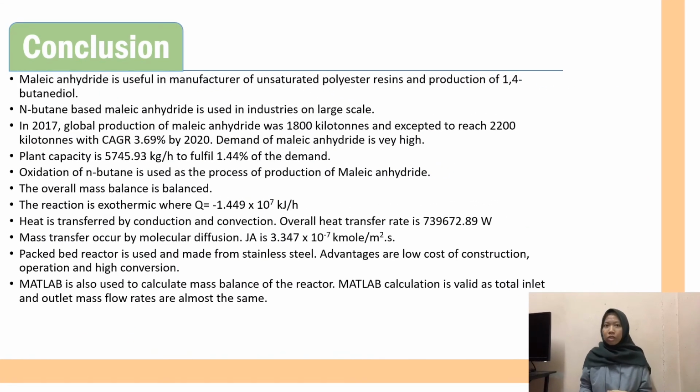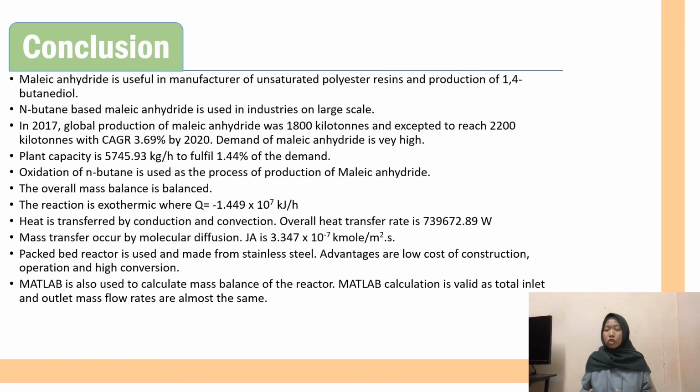To sum up our presentation, maleic anhydride is useful in the manufacture of unsaturated polyester resin and also in the production of 1,4-butanediol. N-butane is used on a large scale to produce maleic anhydride. In 2017, global production of maleic anhydride was 1,800 kilotons and is expected to reach 2,200 kilotons by 2020 with a CAGR of 3.69%. Our plant's capacity is 5,745.93 kg per hour to fulfill 1.44% of the demand.